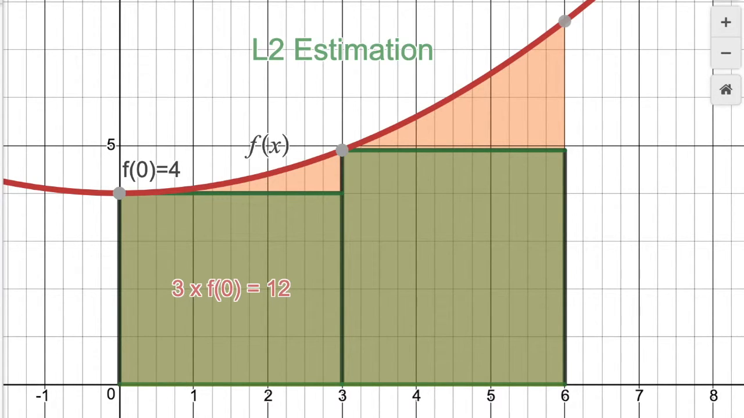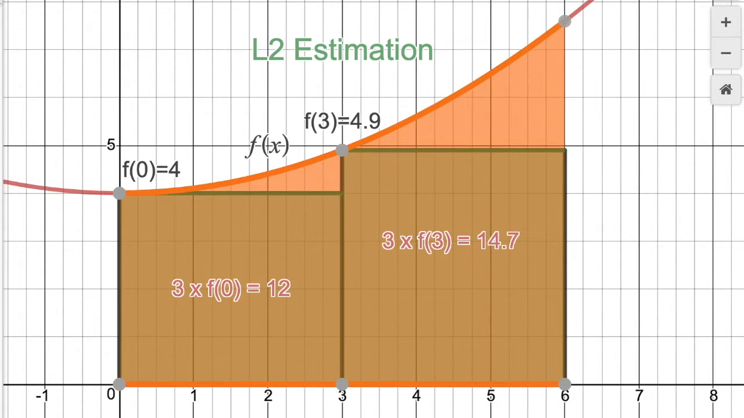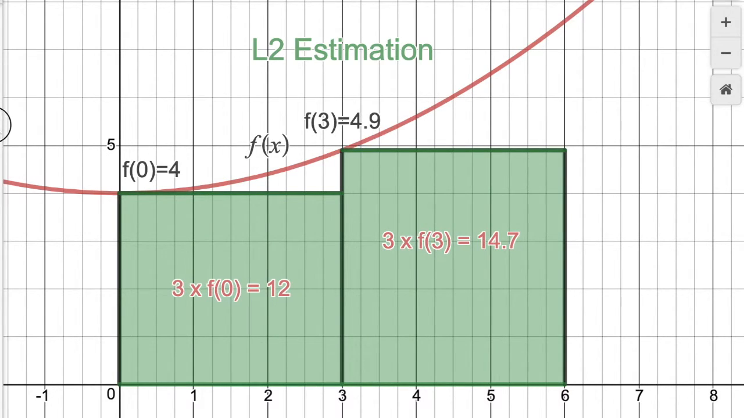And then if I look at the other one here, this one is 3 times the height at f of 3, which is 4.9, right? So we'll label that. And so here's my estimation: essentially my total area then is 12 plus 14.7. So that was my estimation. Now I know that that's a really low estimation because I have these big gaps here. So let's try another estimation.